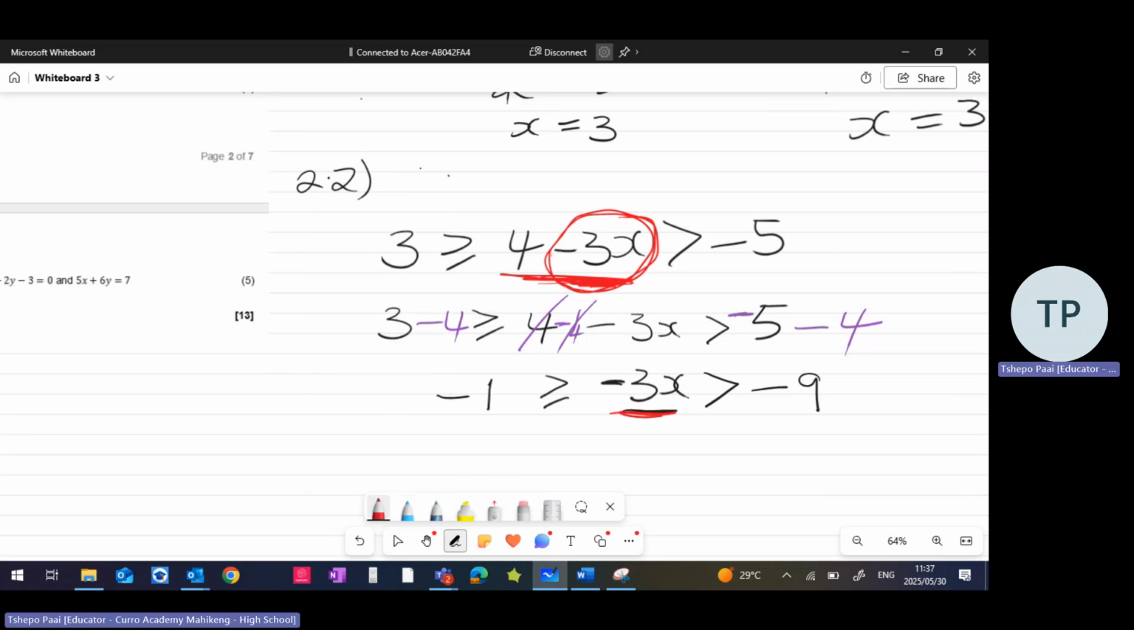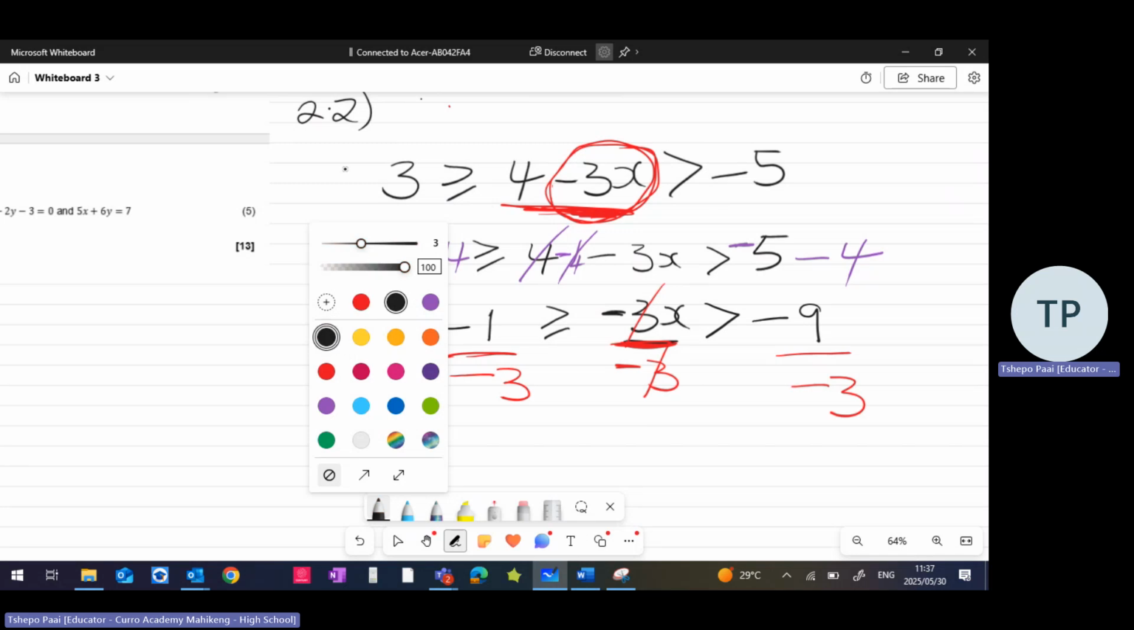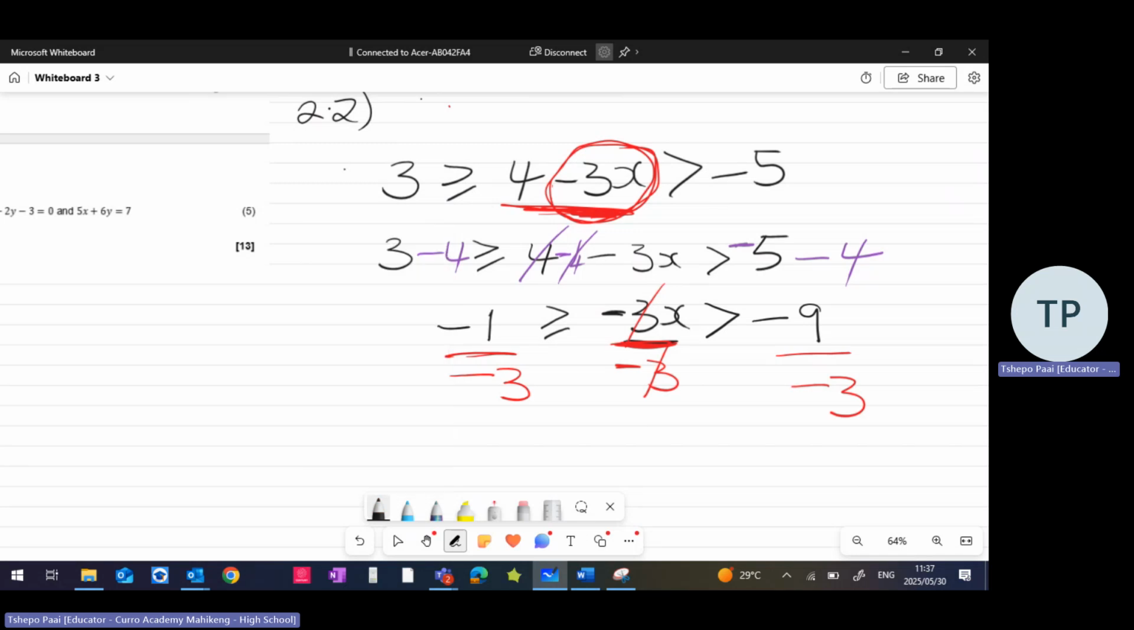For me to get rid of this minus 3, divide by minus 3. What you do in the middle of the inequality, you must do on both sides of the inequality. Divide by minus 3. Now, this one, remember, what have we said? When we divide by a negative number, the directions of the inequalities should change. Now, this one will face this direction, and even that less will face this direction.